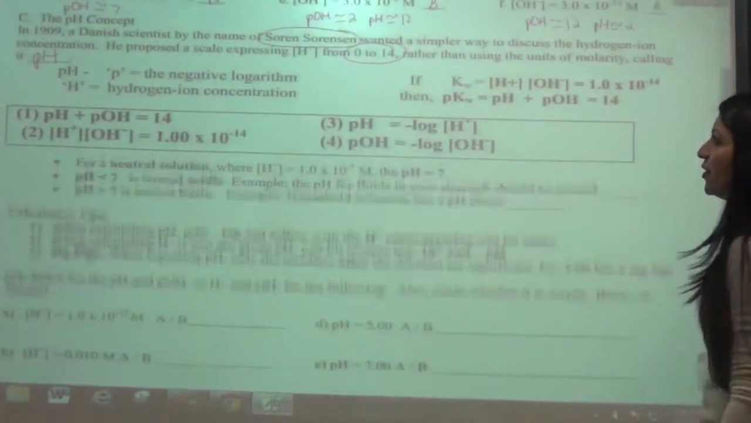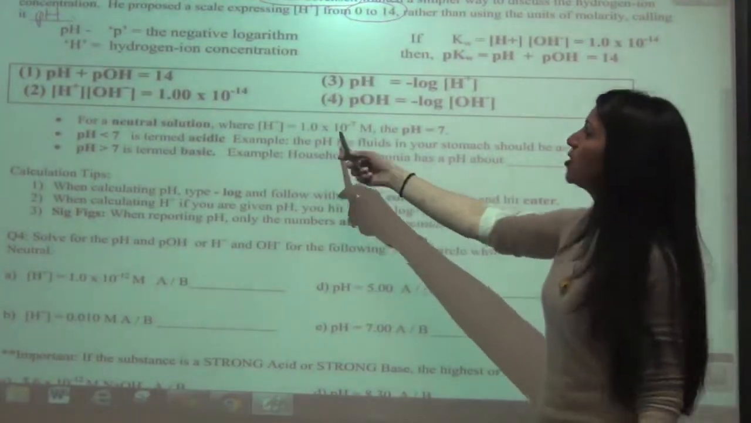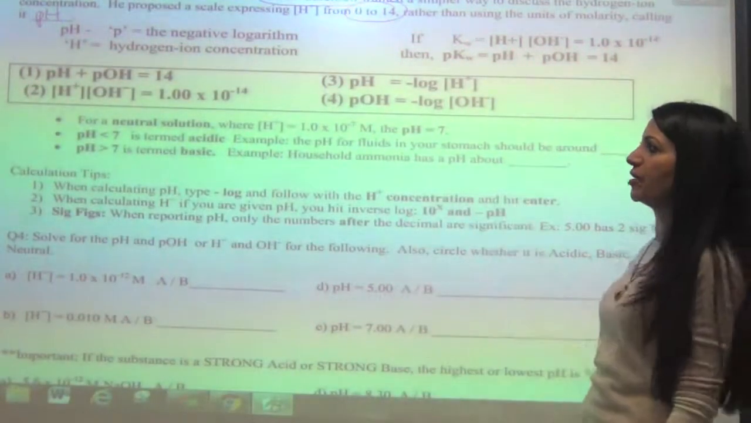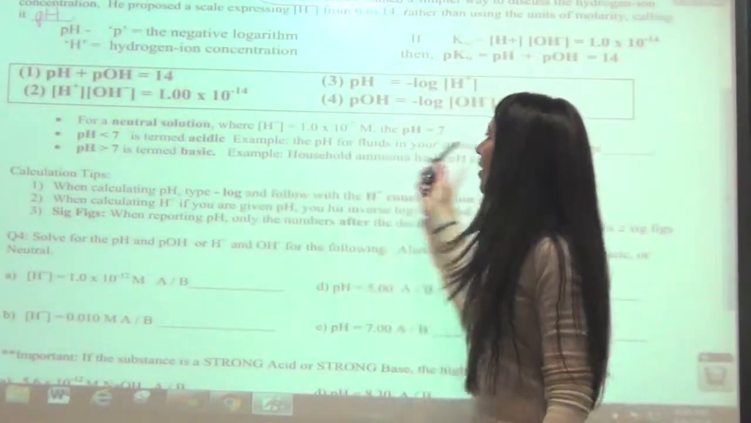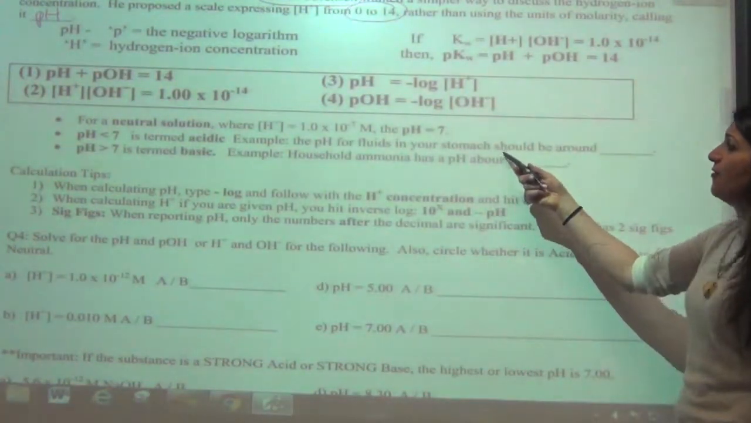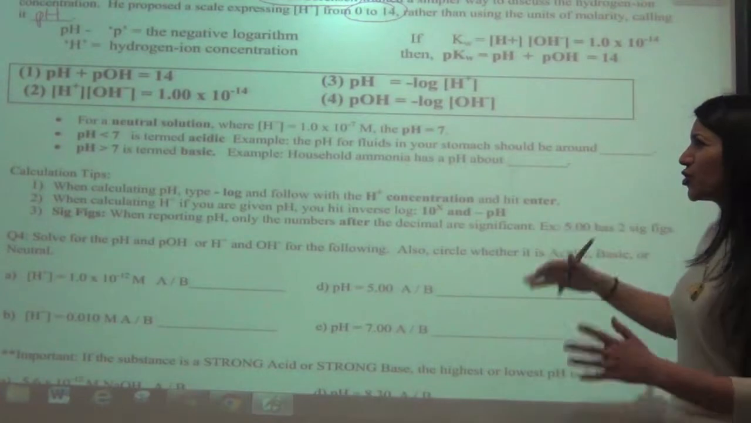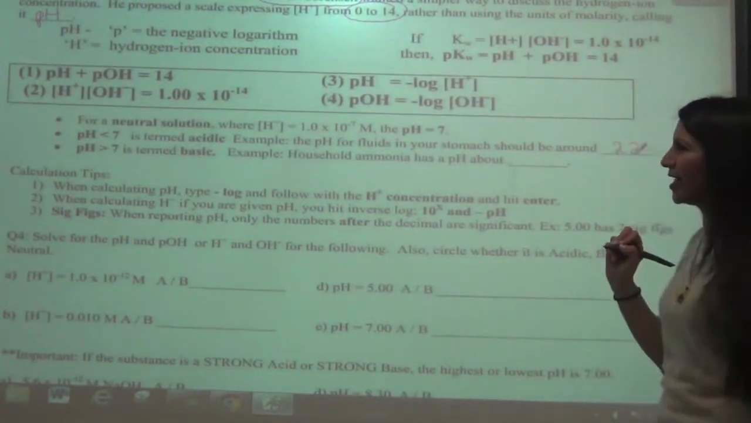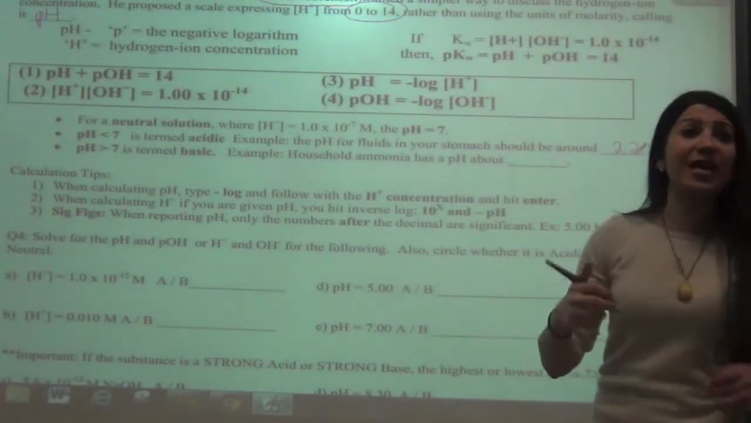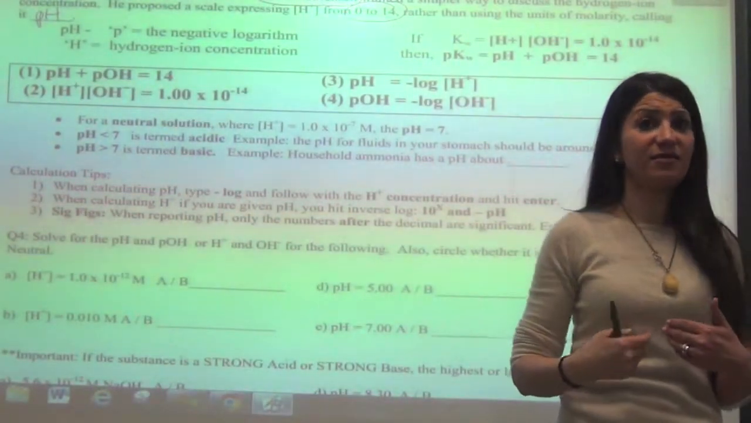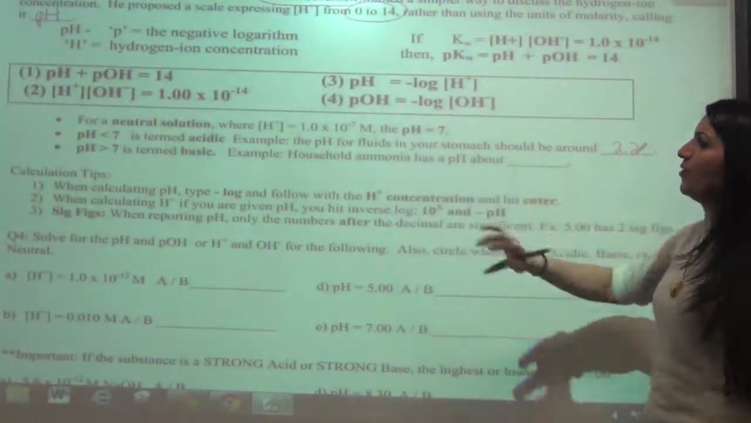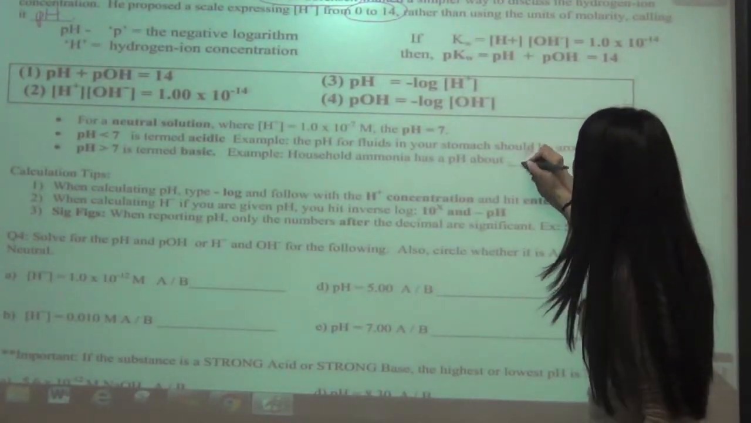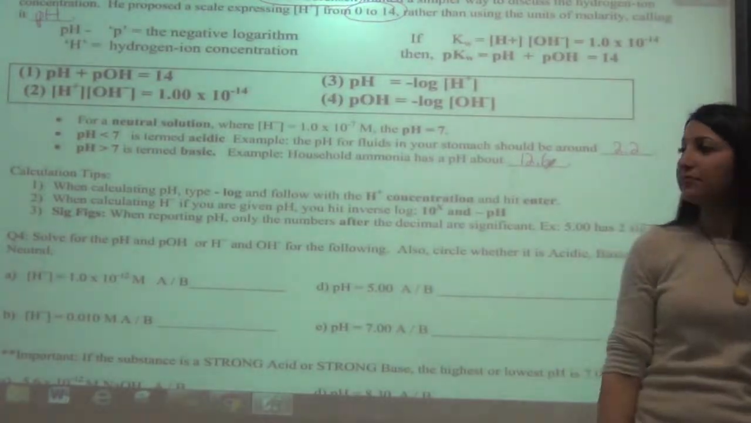Okay, so we know for a neutral solution that your H plus is 1 times 10 to the negative 7, and so is your OH minus, and your pH would be 7. If it's less than 7, we already talked about this, it's acidic. The fluids in your stomach should be around, I believe, a 2.2, something like that pH, and that's actually hydrochloric acid that's inside of your stomach as well. For pH greater than 7, household ammonia has a pH around, I'm going to say 12.6, something like that.